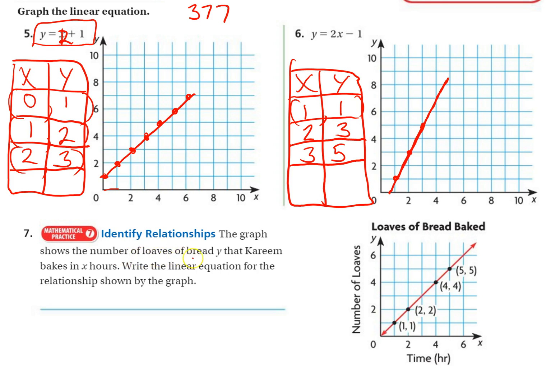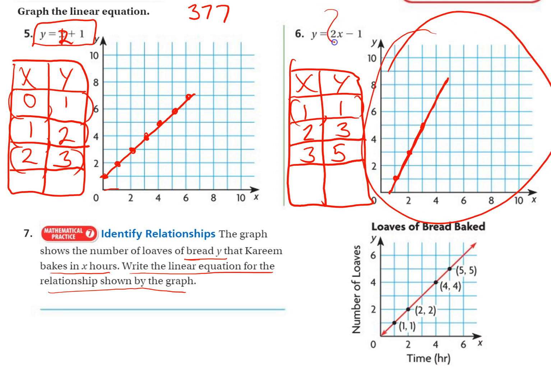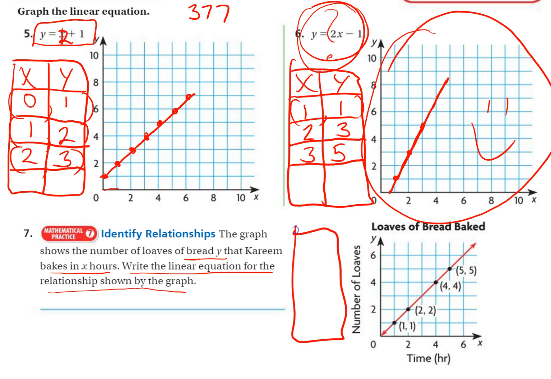All right, number 7, identify relationships. The graph shows the number of loaves of bread, y, that Kareem bakes in x hours. Write the linear equation for the relationship shown by the graph. So again, this time they gave me the graph part, but they didn't give me the equation part. This part I have to figure out. But I do the same thing. In both situations, I want to make my table.